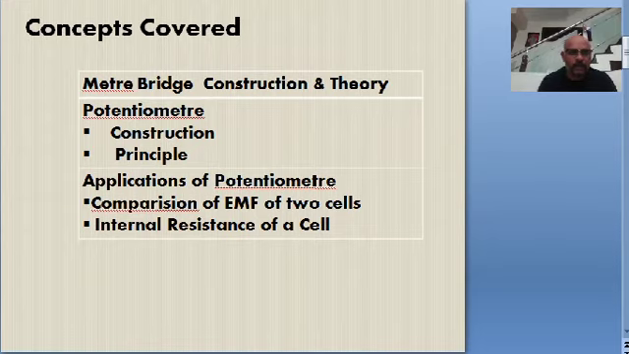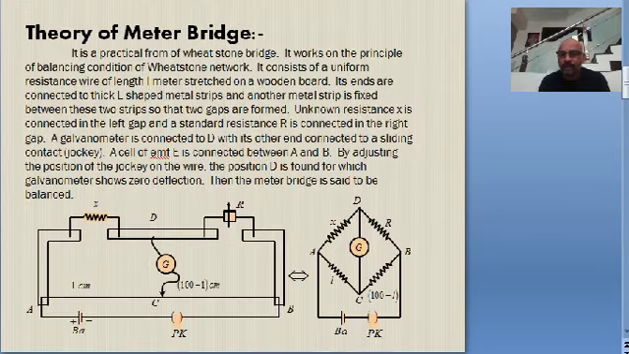Coming to this meter bridge, actually meter bridge is the practical form of a Wheatstone's network. You know that Wheatstone's network contains 4 resistors connected in the form of a cyclic quadrilateral. Between a pair of opposite corners a galvanometer is connected, between another pair of opposite corners a cell is connected.